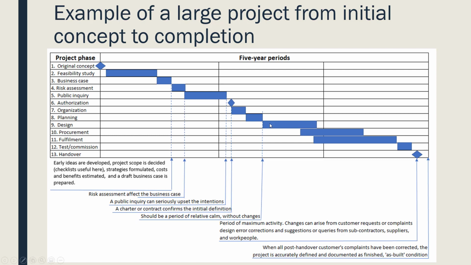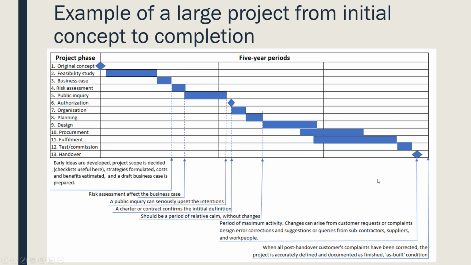They can overlap, right? Because you may not be done with the design, but you could be beginning to procure whatever is being designed. Procurement can be started early, before the complete design is done, depending upon the product or the project. And then fulfillment is very large here, and it definitely overlaps procurement. And then we have the test and then the handover, right?